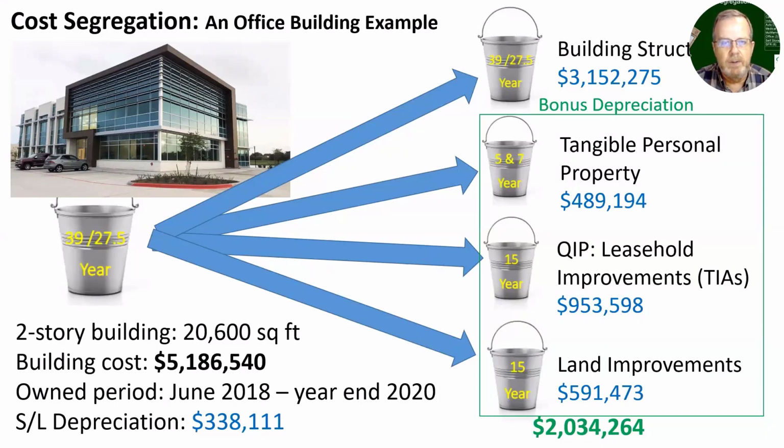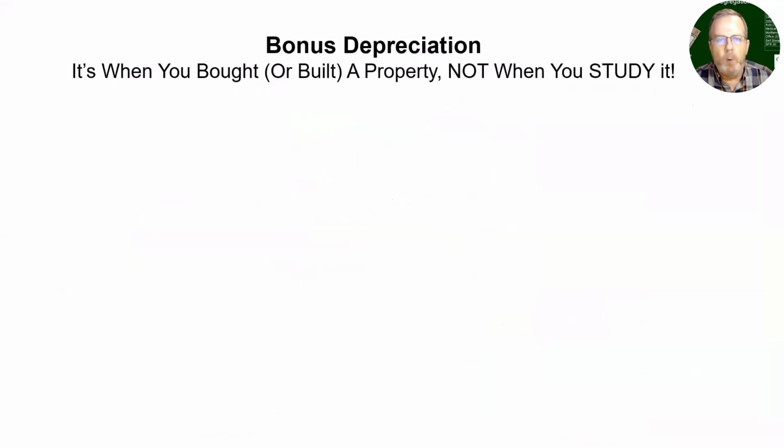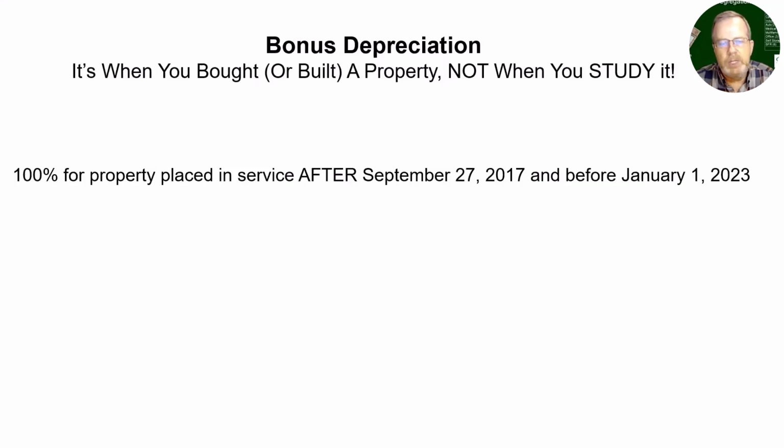That's a massive cash flow increase, right? Let's look at some other things, but before we do that, bonus depreciation. There's a lot of misconception on it. The year that you take the bonus depreciation really applies to when you bought or built a property, not when you did the study. So for instance, the 100% bonus depreciation applied for any building that was placed in service after September 27, 2017 through the end of 22.